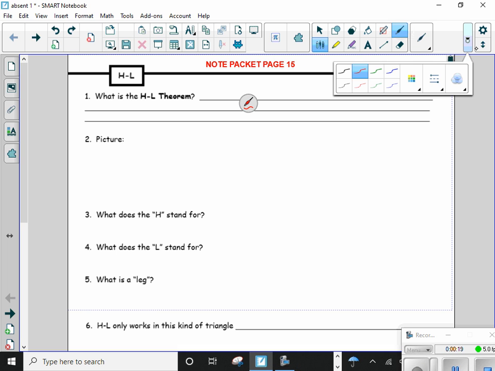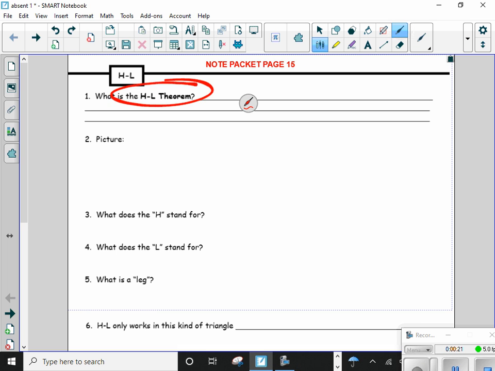The HL theorem is a way of proving right triangles congruent. So what's the HL theorem? It's a way of proving right triangles are congruent. Basically, this is like side, side, side, or side, angle, side, except it's only when we have right triangles. For a picture, we have to have a drawing of a right triangle, so we have to have a triangle. It's got to be a right angle, and that's going to come up even in proofs.